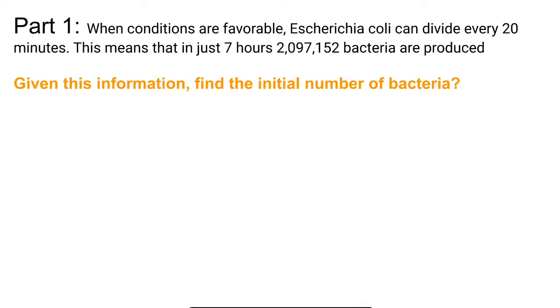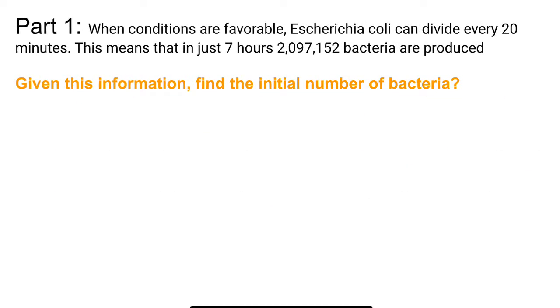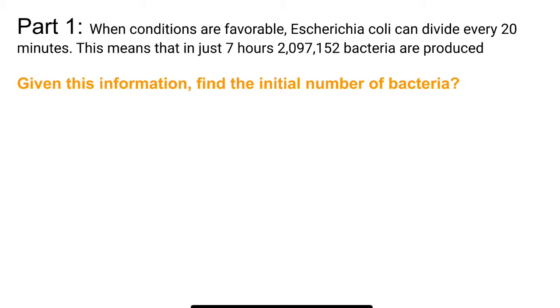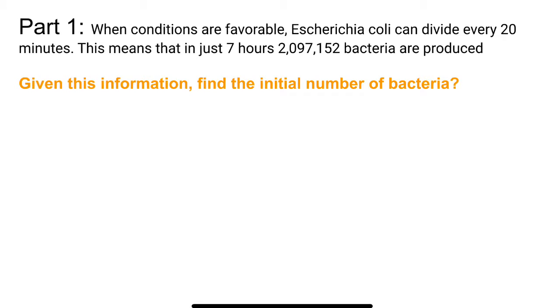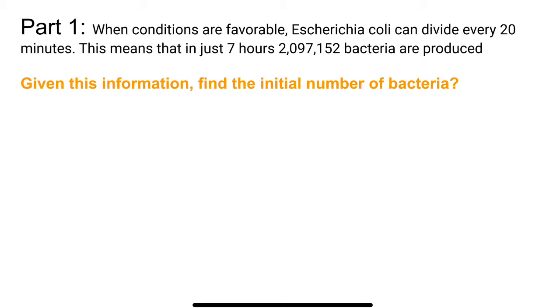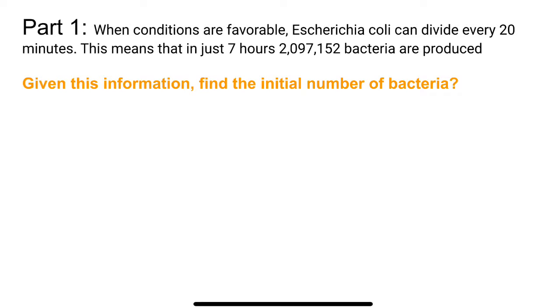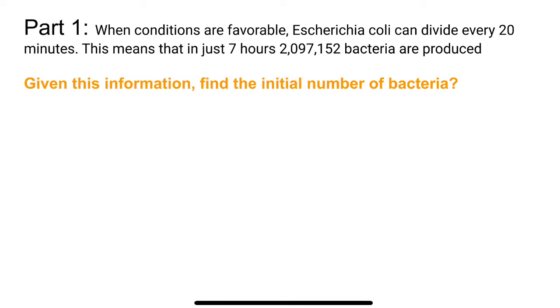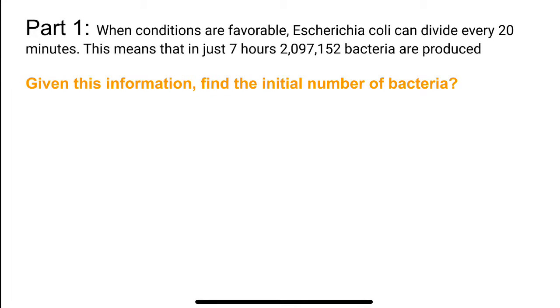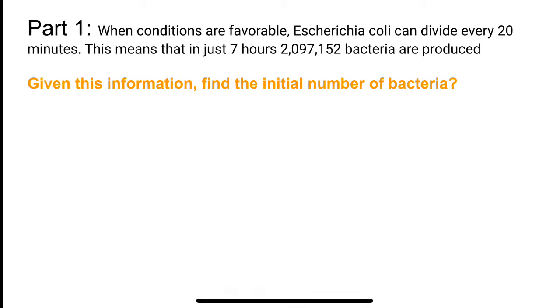Now on to Part 1. Knowing that when conditions are favorable, E. coli can divide every 20 minutes, you are able to calculate that in just 7 hours there will be 2,097,152 bacteria produced. Now, given this information, we're going to find the initial or starting number of bacteria.